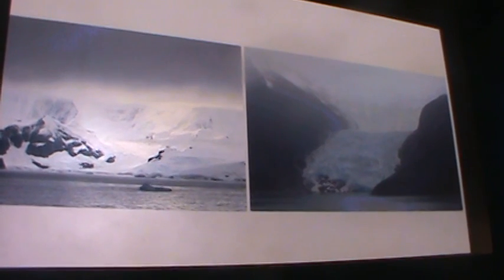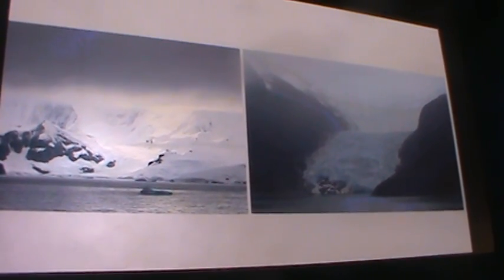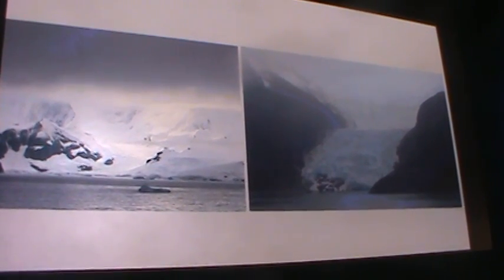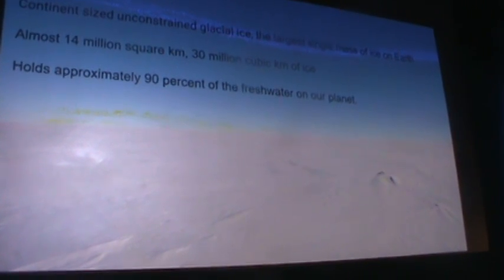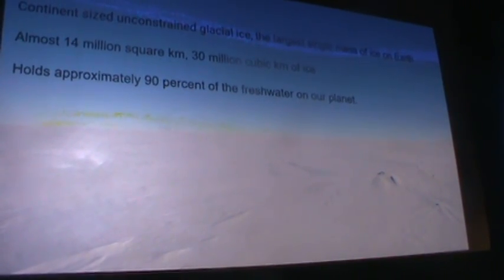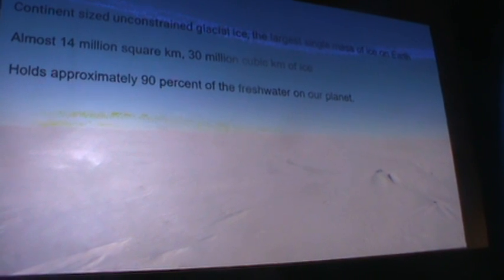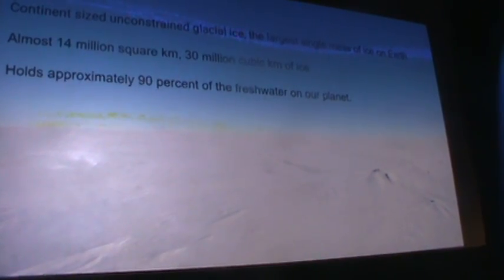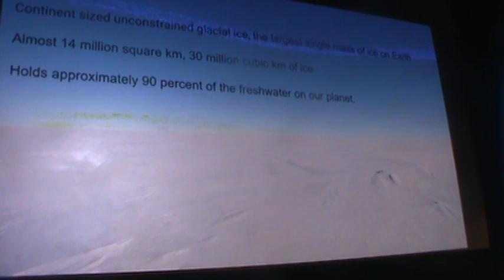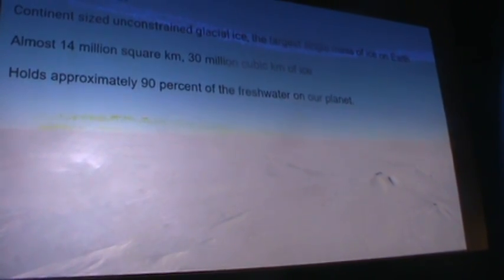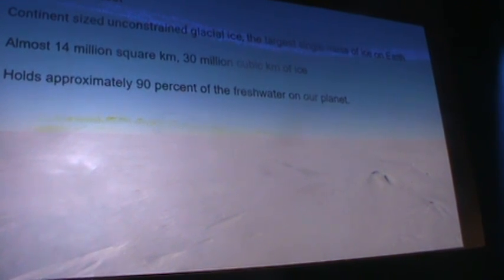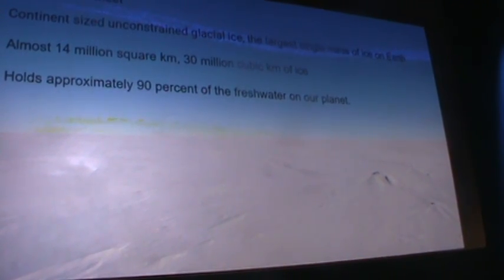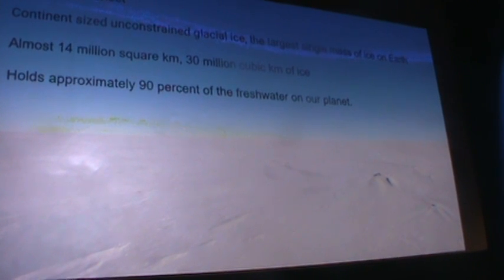So they're the same principle. You have these valley glaciers coming off of the ice caps or the ice fields at the top. But then in the middle of the continent, so the continent's divided into two, East and West Antarctica, and the Antarctic ice sheet is this continent-sized, unconstrained glacial ice. It is the largest single mass of ice on Earth. So that is almost 14 million square kilometres, and it holds about 90% of the fresh water on our planet.